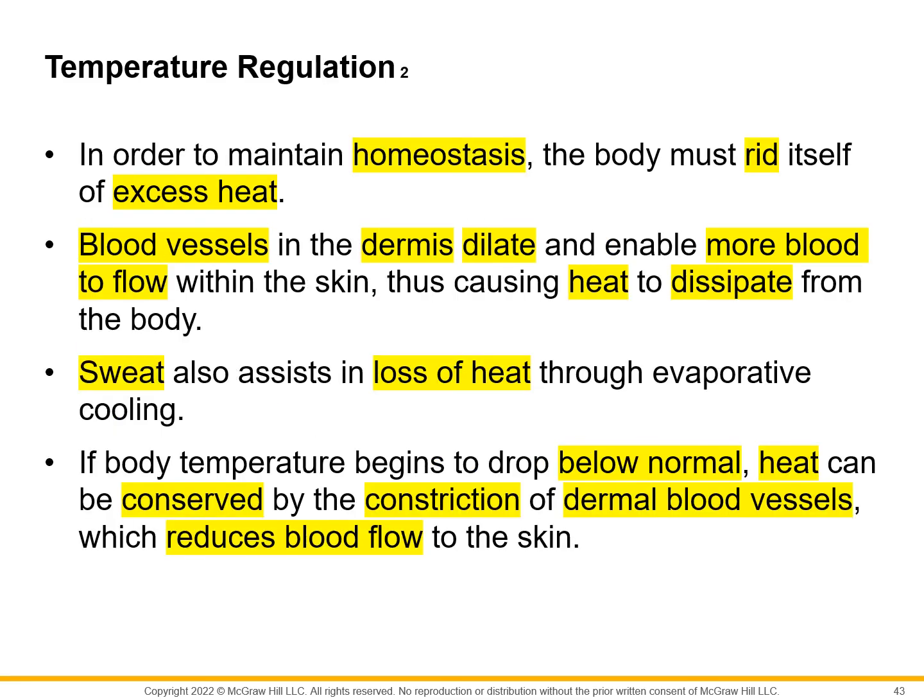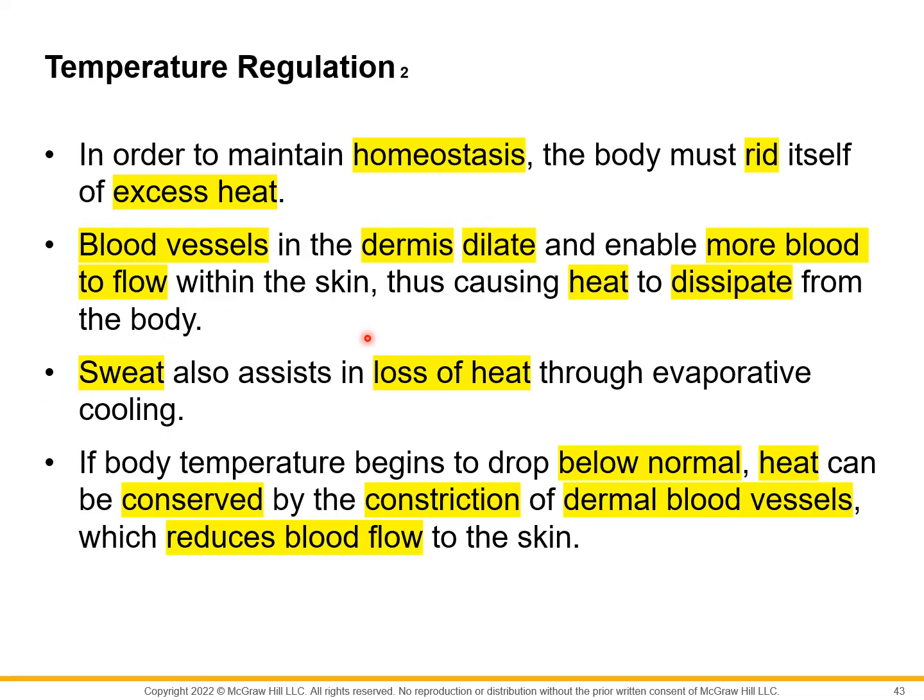So let's talk about temperature regulation. So ayan po, in order to maintain homeostasis, meaning yung normal body temperature natin, the body must rid itself of excess heat. So kung tumataas na daw po yung body temperature natin, the body has to do something to bring that back down to normal. So blood vessels in the dermis would dilate so that more blood flow could go through the skin and cause heat to dissipate. So kapag sinabing dilate, mag-expand or lalapad daw po yung diameter ng blood vessels natin para mas makadalo yung dugo, para po, ayun nga, that could help with the dissipation or elimination of excess heat.